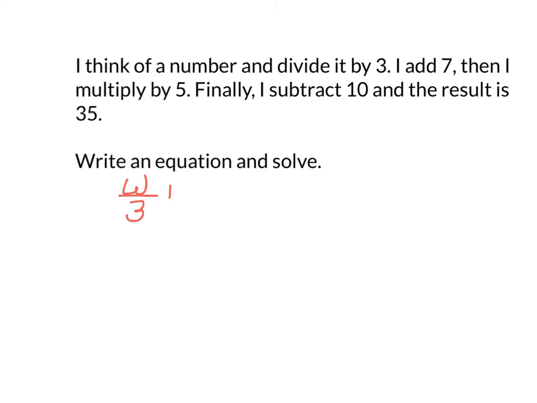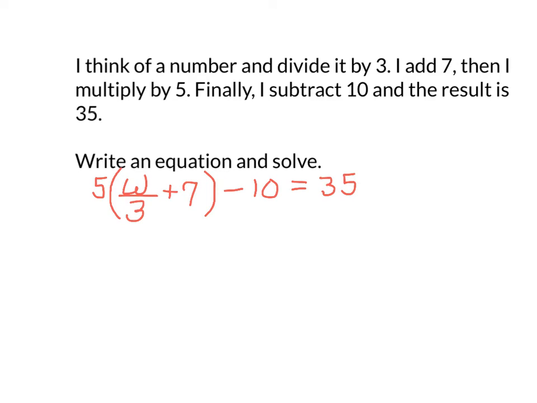Okay, to that I'm going to add 7, so plus 7. And then I multiply by 5. So to indicate I'm multiplying the entire thing there by 5, I need parentheses. So that tells me the quantity of w divided by 3 plus 7 is being multiplied by 5. Finally, I subtract 10, and the result is 35. So that is where my equal sign goes, is 35.